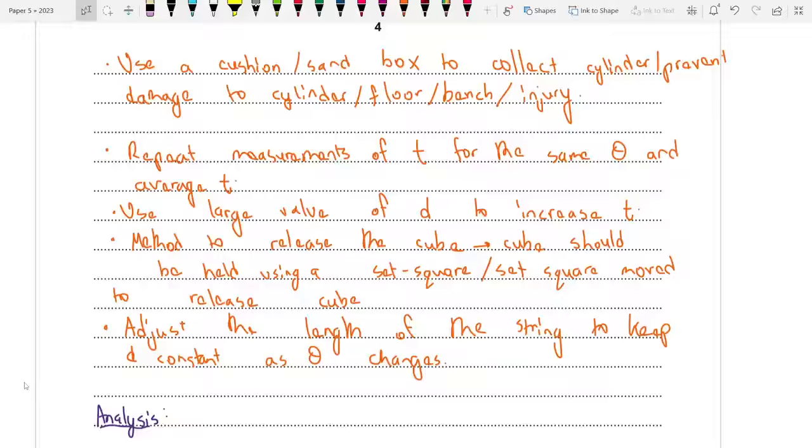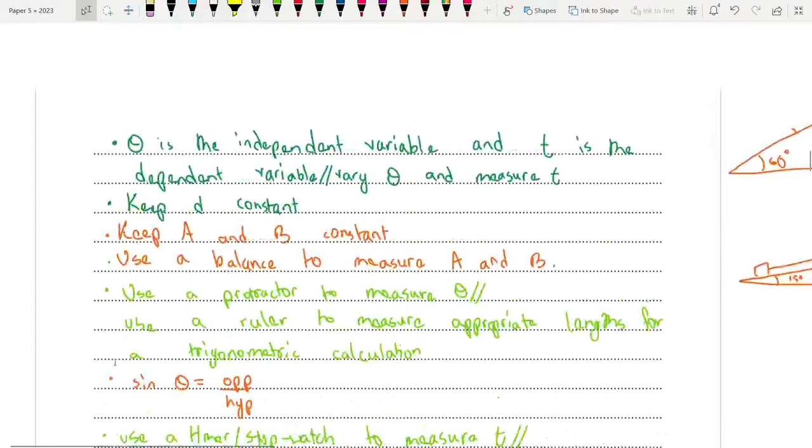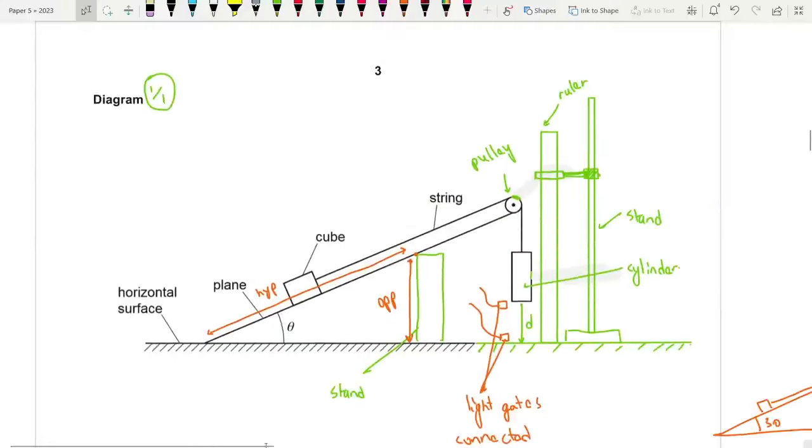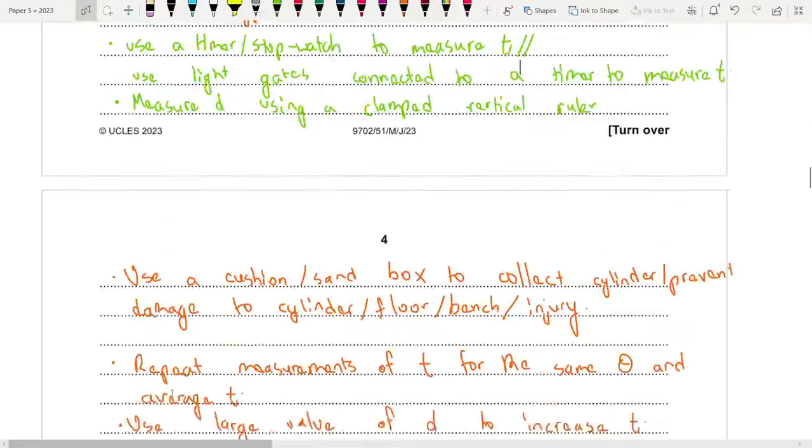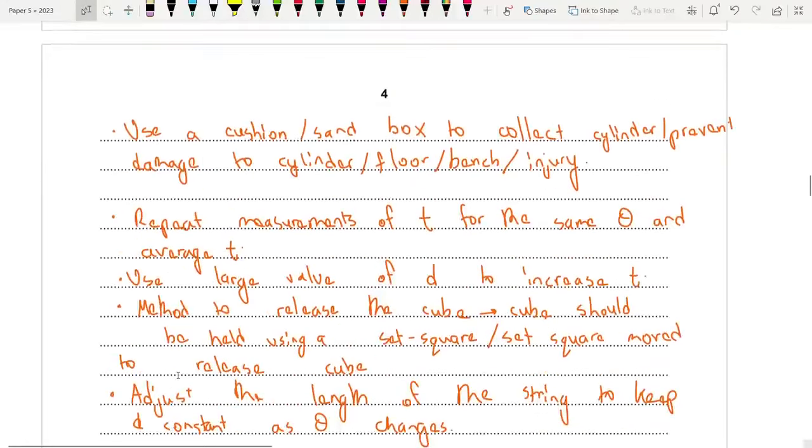Okay, now to increase the accuracy, to reduce the percentage error, what we can do, we can use larger values of d. So for example, if you release the cylinder from a higher height, the value of d will actually increase. Rather than 1 meter, maybe 2 or 3 meters, and as a result the cylinder will take a longer time to fall down, which will ultimately reduce percentage error. Okay, so we are going to use a larger value of the constant value of d to increase the value of t, which actually reduces percentage error.